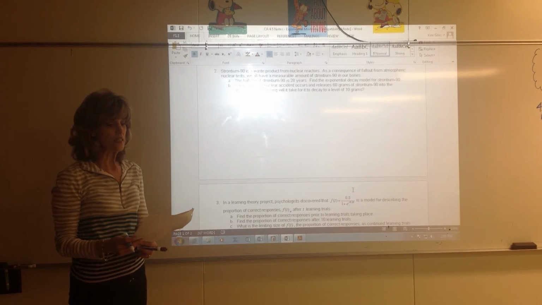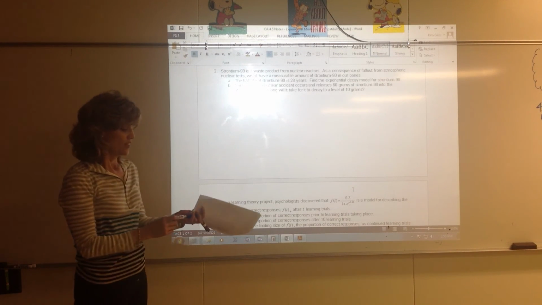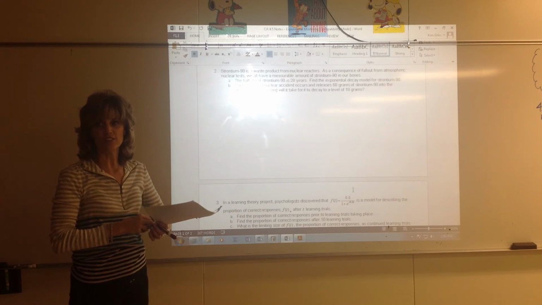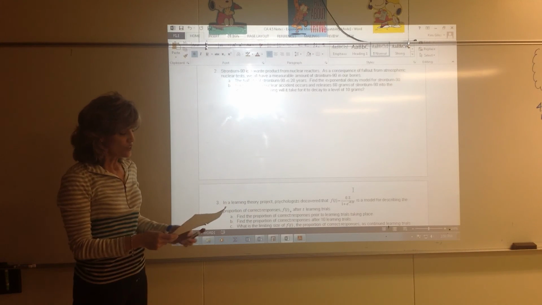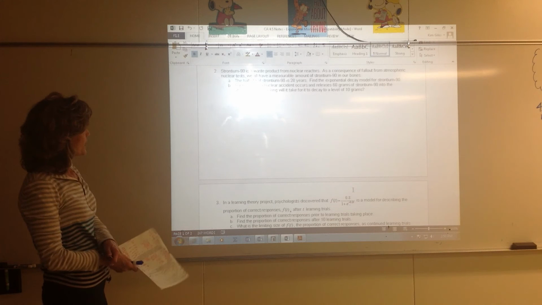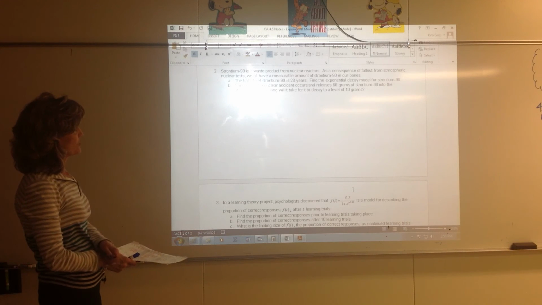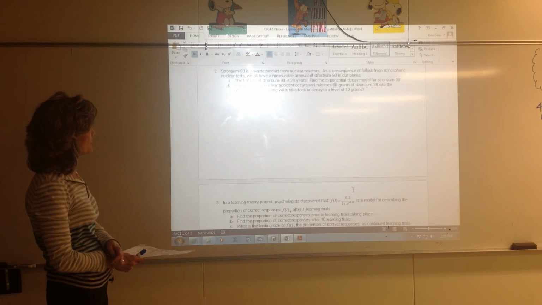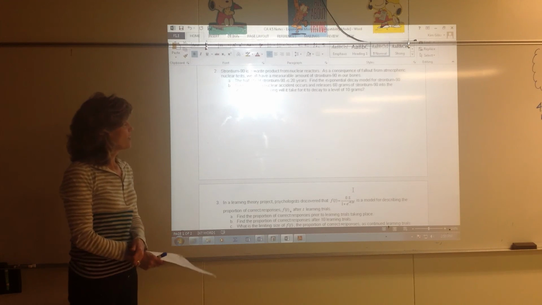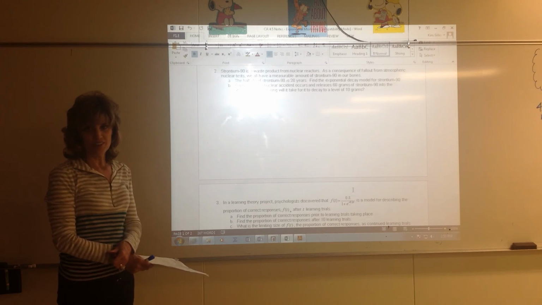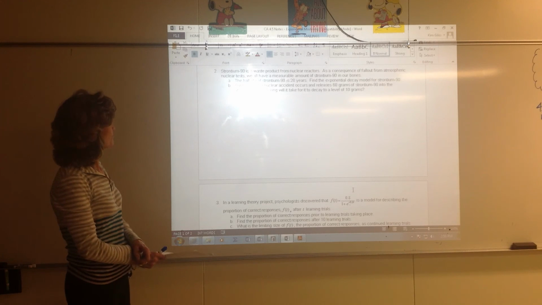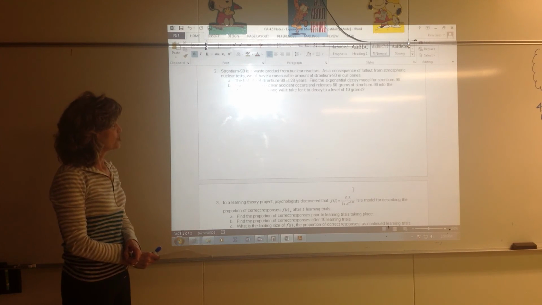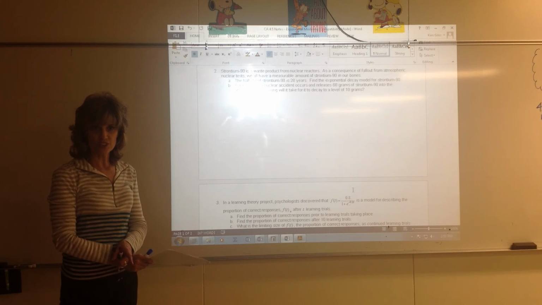Okay, modeling exponential growth and decay. Second part of these notes, look at number 2. You are told strontium-90 is a waste product from nuclear reactors. As a consequence of fallout from atmospheric nuclear tests, we all have a measurable amount of strontium-90 in our bones. I bet you didn't know that, did you? The half-life of strontium-90 is 28 years.